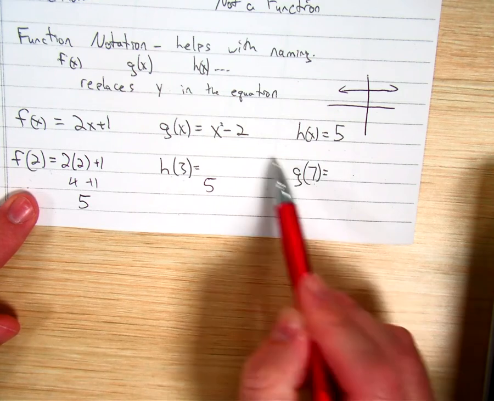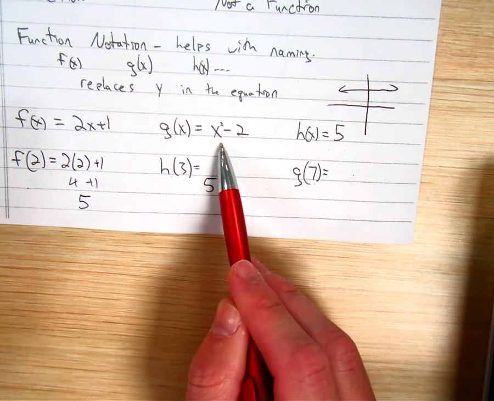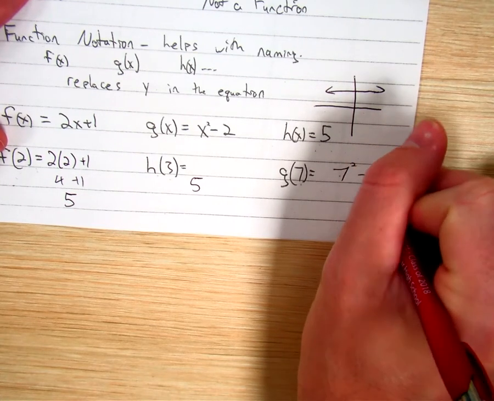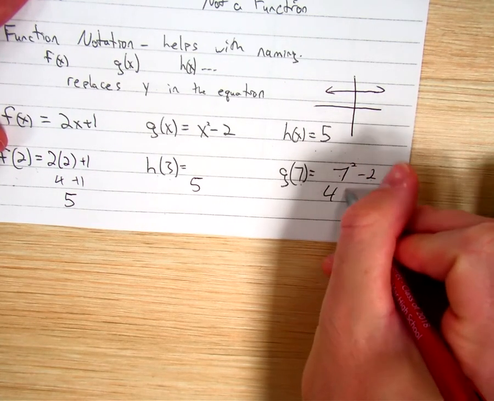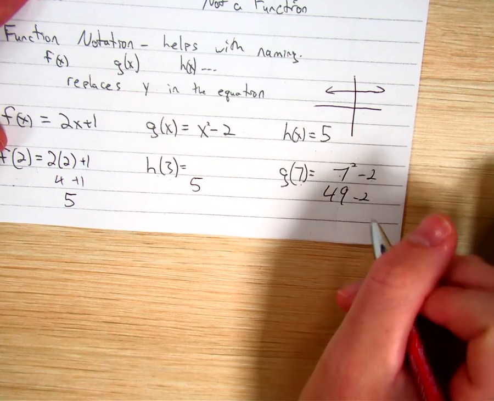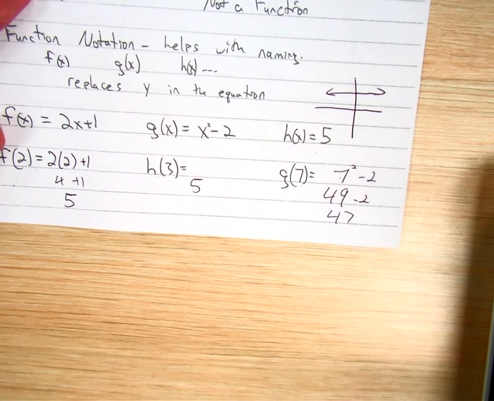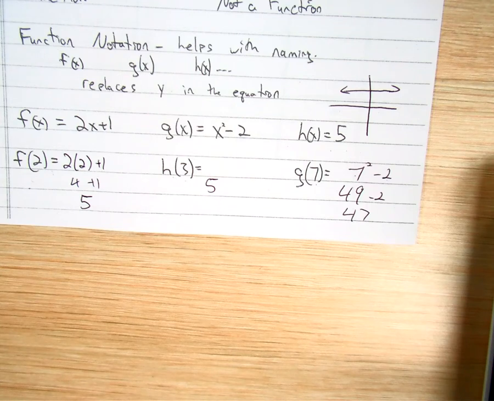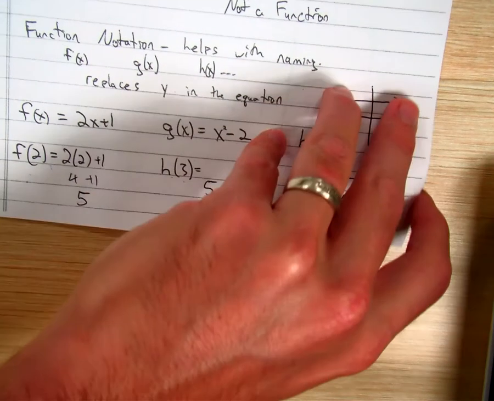And then g of 7. So you go over here to the g equation. I'm going to put 7 in for x. So we'll have 7 squared minus 2. 49 minus 2 is going to be 47. Okay, we got an idea of how those are going to work? Good. Onward.